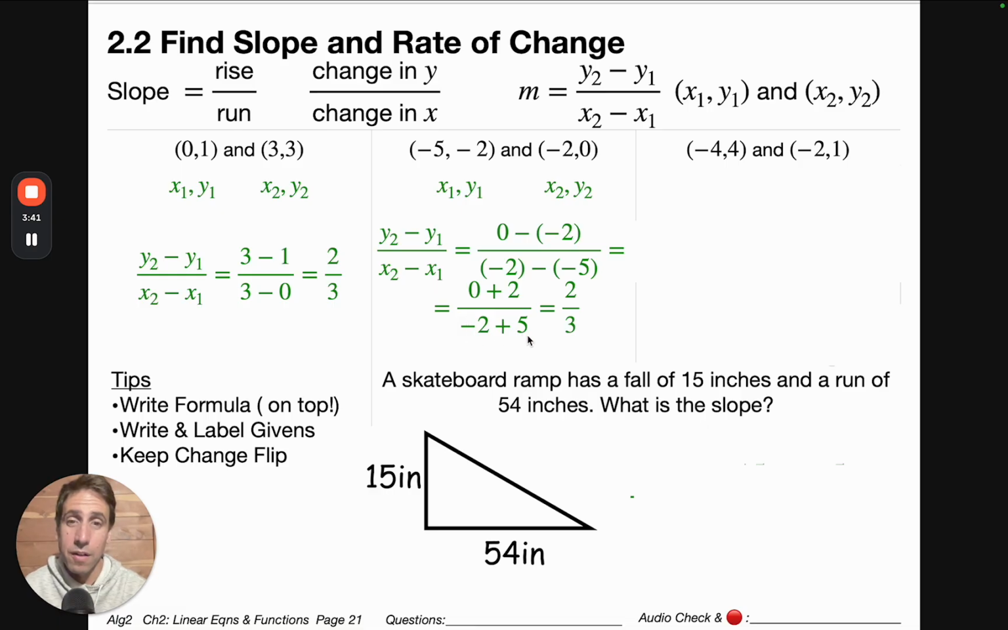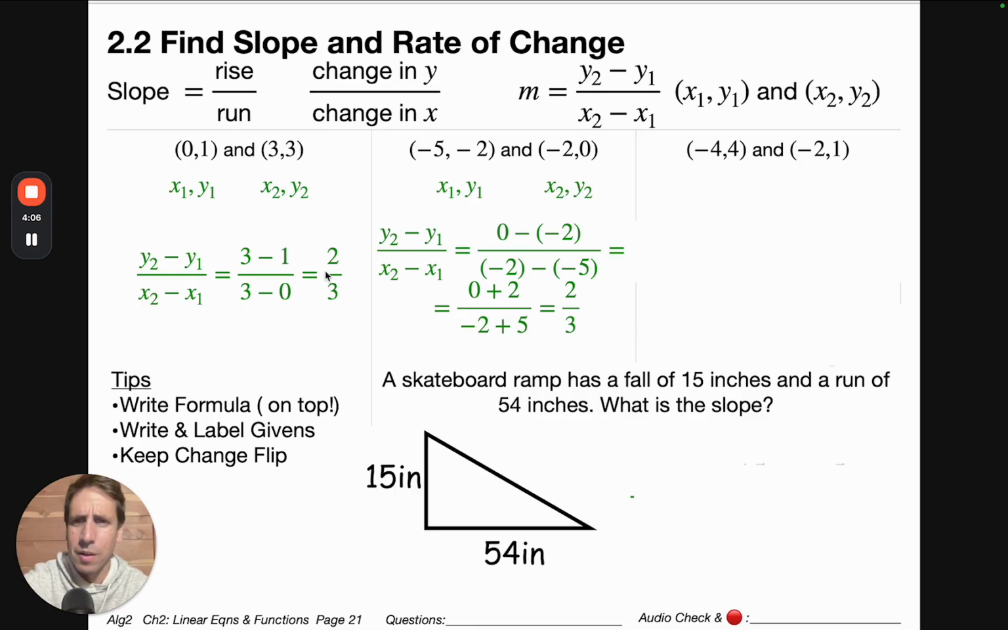Negative 2 plus 5. Okay, so now that it's addition, it's going to be a little bit easier. 0 plus 2 is 2. And negative 2 plus 5, well, same signs, add and keep. Now, we've got different signs right here. This is negative and positive. Different signs subtract. So there's 5 minus 2, and then keep the sign of the bigger number, which is 3. Again, this is slope of 2/3.